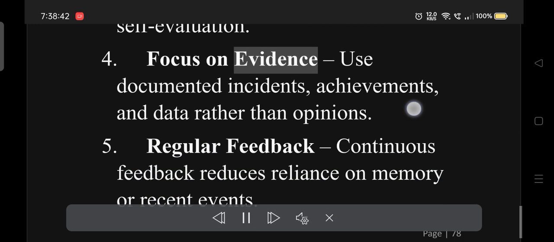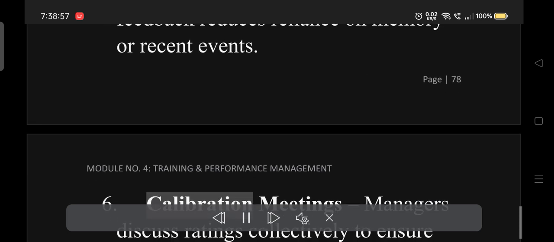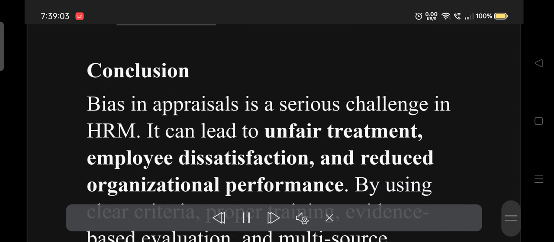Focus on evidence, use documented incidents, achievements, and data rather than opinions. Regular feedback, continuous feedback reduces reliance on memory or recent events. Calibration meetings, managers discuss ratings collectively to ensure consistency.